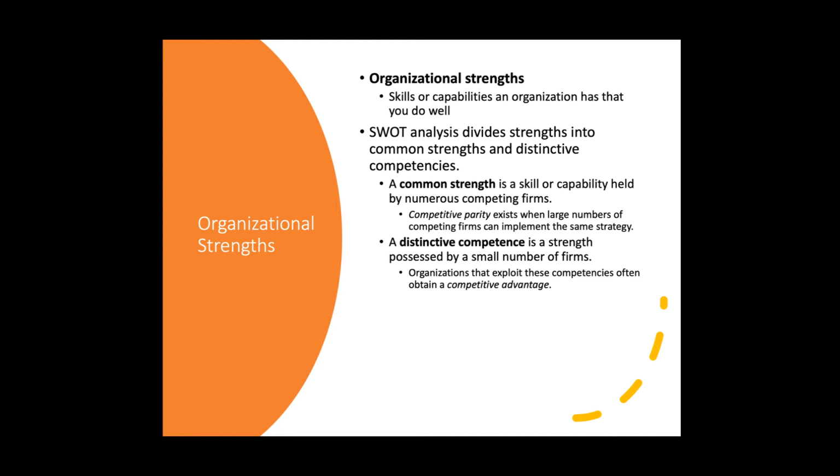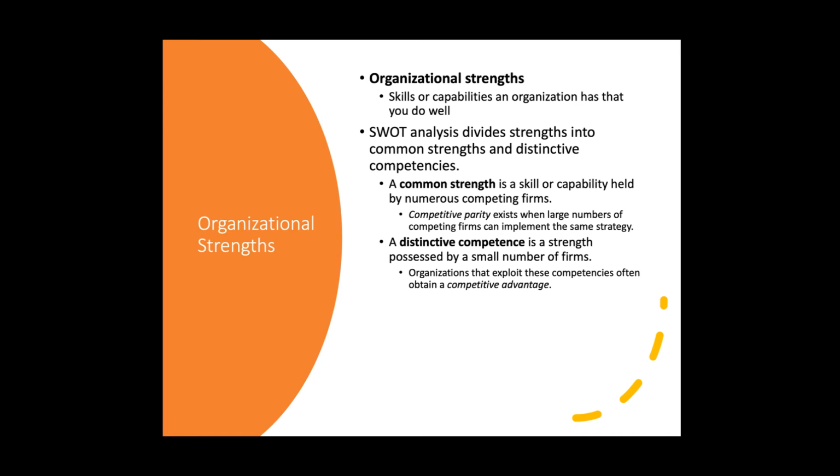And you can see there where common strengths lead. Common strengths lead to competitive parity. Competitive parity, in other words, when large numbers of competing firms, well, they can implement the same similar strategy because they all have the same kinds of strengths. And therefore, if it's a common strength, it's certainly not distinctive. In fact, it very quickly gets to the point that most consumers expect any firm in that industry to be able to do that certain set of things well.